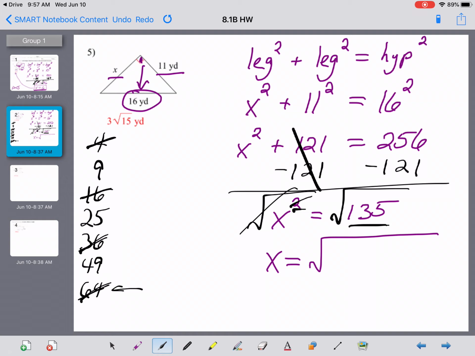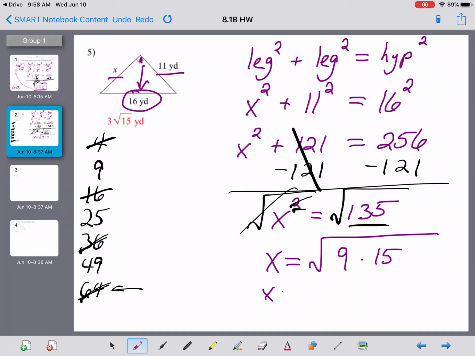So we're going to try 135 divided by 49. That one didn't work. 135 divided by 25, that one doesn't work either. 135 divided by 9 is our last chance, and this one works out. The 9 goes evenly into 135 15 times.